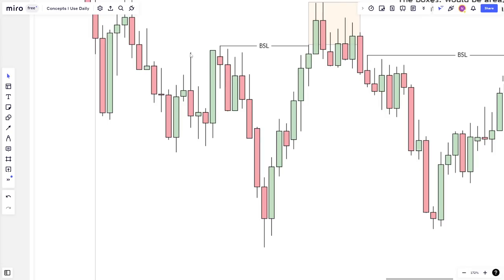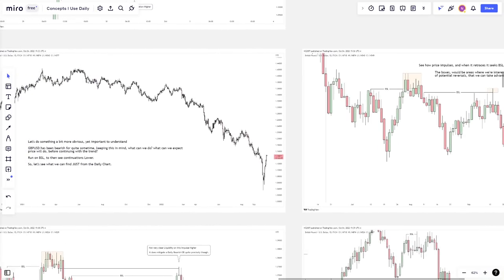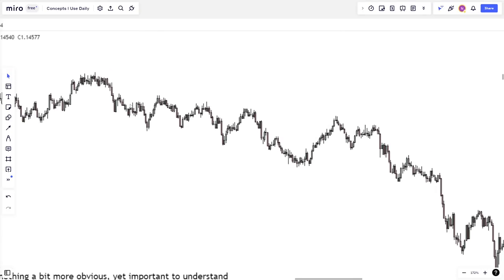You have to think about the fact that this high is taken, and each of these candles is one entire day. So if this buy side liquidity is taken, what can we expect price to do if the daily chart, as you can see, has been bearish? I think this example is this price action that we have here. Yeah, it has been bearish already.